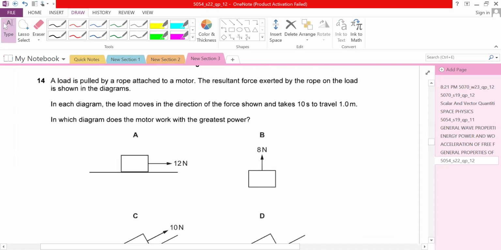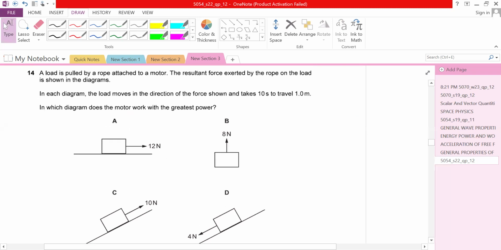Then question number 14 says a load is pulled by a rope attached to a motor. The resultant force exerted by the rope on the load is shown in the diagram. The load moves in the direction of the force and takes 10 seconds to travel 1 meter. So the distance is constant, which is 1 meter, and you have to find in which diagram the motor works with the greatest power. The distance is constant, the time is constant, so the one with more force works with the greatest power, and it is A, 12 Newton.